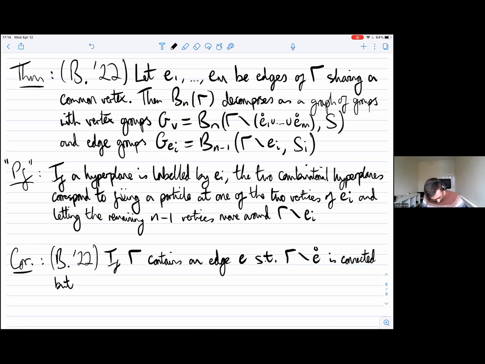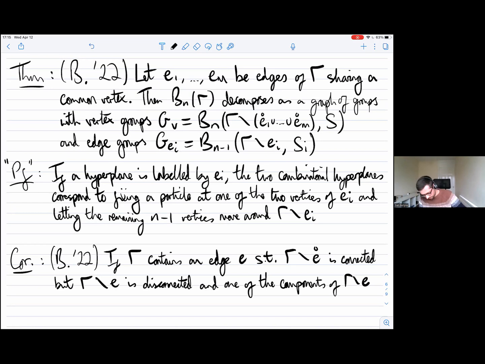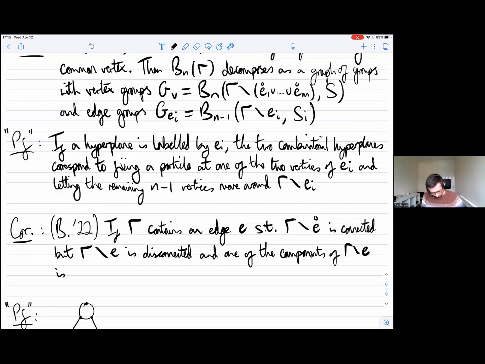but gamma minus the closed edge is disconnected, and one of the components of gamma minus E is a segment, so just a straight line segment, then Bn of gamma splits as a non-trivial free product.